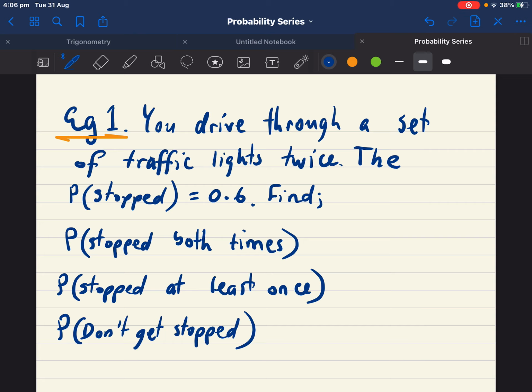Now, the probability you get stopped at this particular traffic light is 0.6. And so you'd ask yourself, well, is this a good traffic light or a bad traffic light? Unfortunately, it's a bad one. Could be way worse. There are some traffic lights that seem to stop you every single time, but this one's not too bad. 60% of the time, you're getting stopped. 40% of the time, you get to go through.